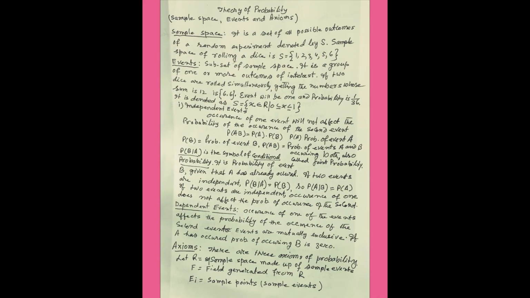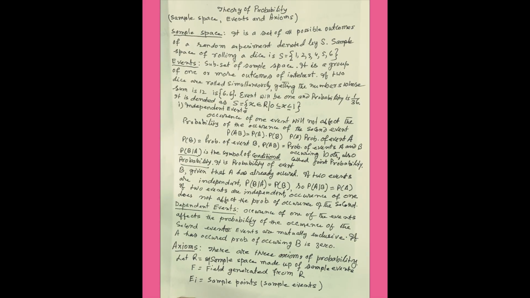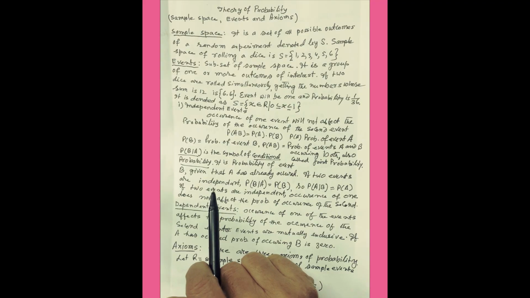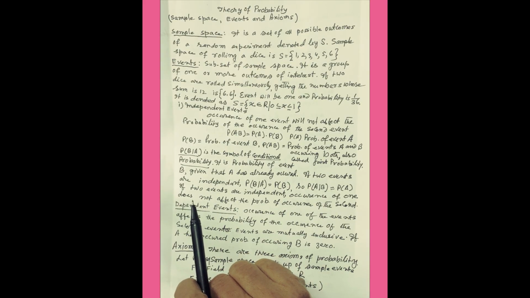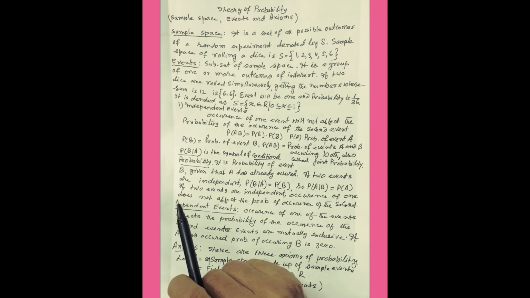Hello everyone. Let us continue with the theory of probability. So today we will discuss sample space, events, and axioms. Now what is sample space? It is a set of all possible outcomes of a random experiment denoted by S. So when we conduct a random experiment, what are the possible outcomes? The total number of possible outcomes is the sample space.